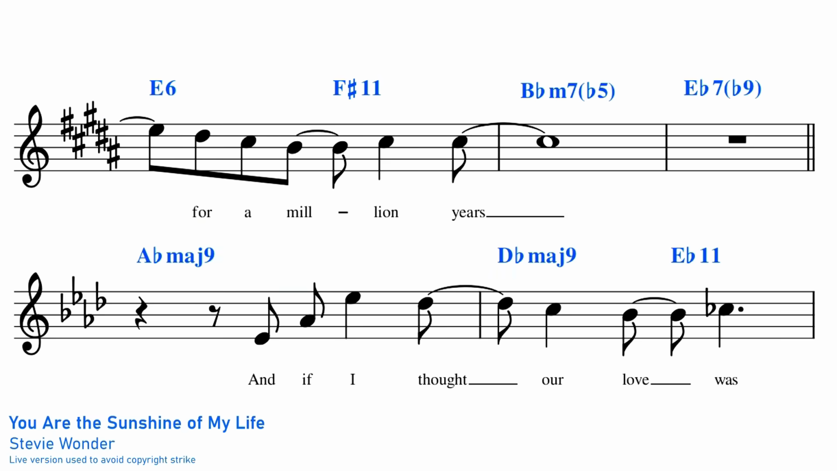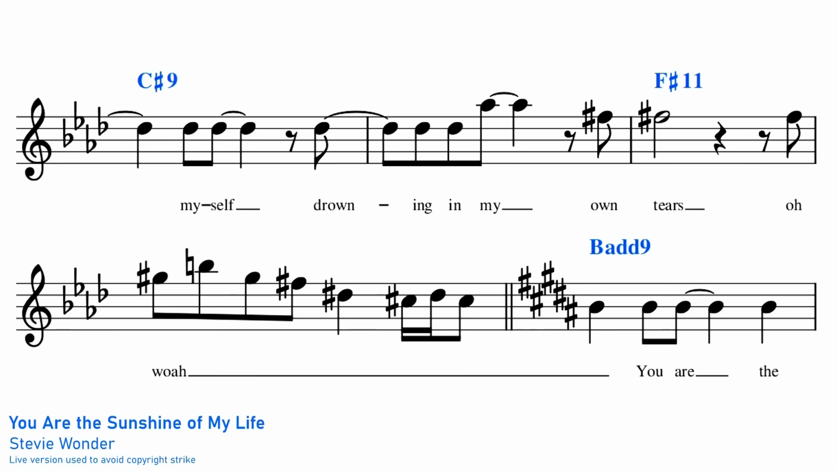Sunshine of My Life by Stevie Wonder opens in the key of B major, however shifts to the key of A flat major for the middle 8, and it achieves this by, surprise surprise, a 2-5-1. Then at the end of the middle 8 we modulate back to the original key of B major with, once again, a 2-5-1.